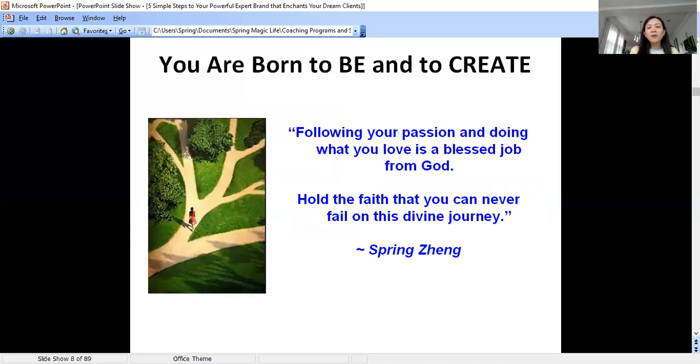So we are all born here to be and to create. Following your passion and doing what you love is a blessed job from God. Hold the faith that you can never fail on this divine journey. This is really the core of my faith in my work, in what I'm doing now. In these 9 years of entrepreneurship, after leaving the Fortune 100 company, it's not easy. I will share that with you later and quite soon. But really, this faith has been supporting me through all these ups and downs.